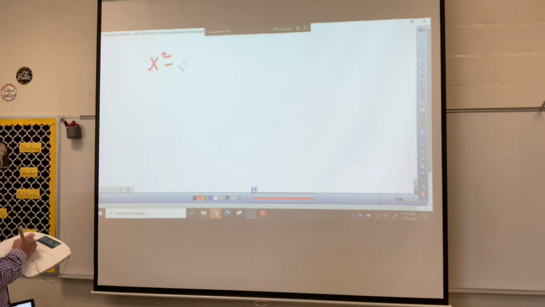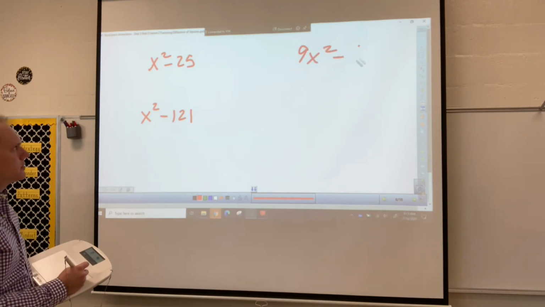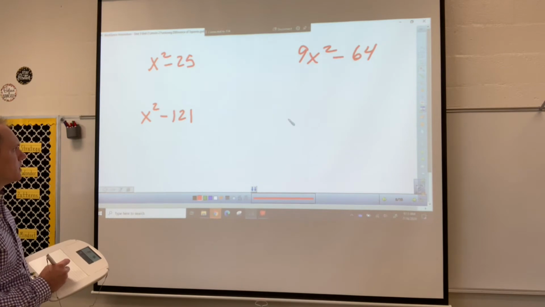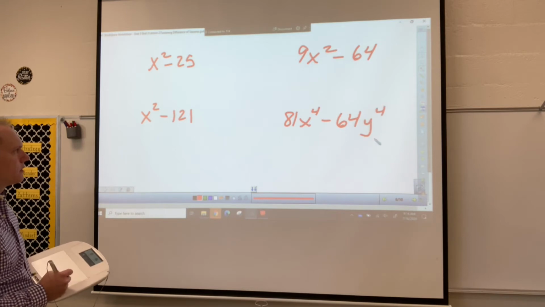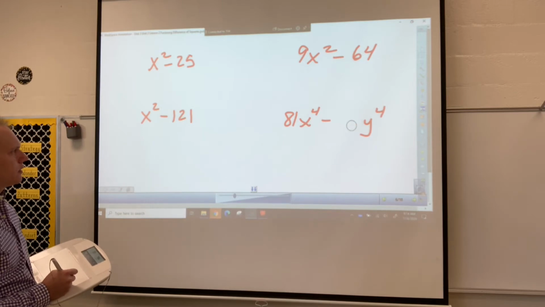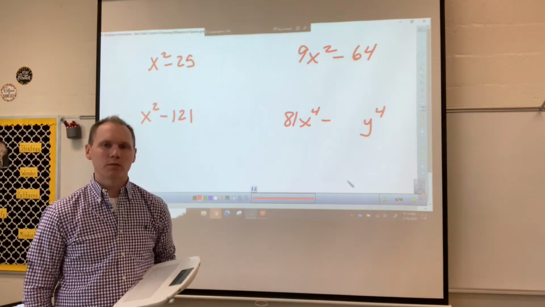X squared minus 25, x squared minus 121, 9x squared minus 64, and lastly 81x to the fourth minus 64, y to the fourth. Actually, I need to change this one. Let's see. We'll just make it y to the fourth. So take a second and try these four, and then we'll go over them here in just a second.